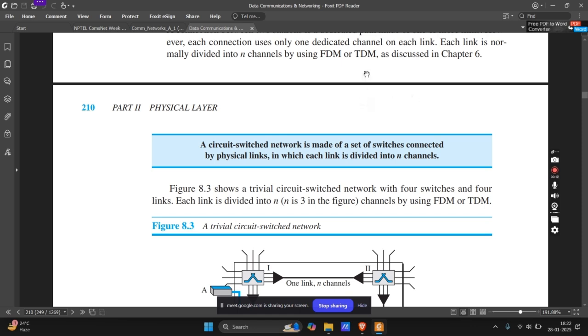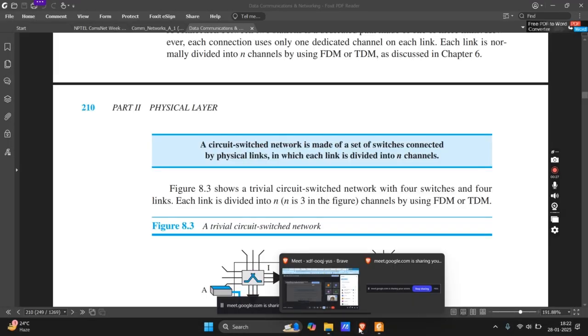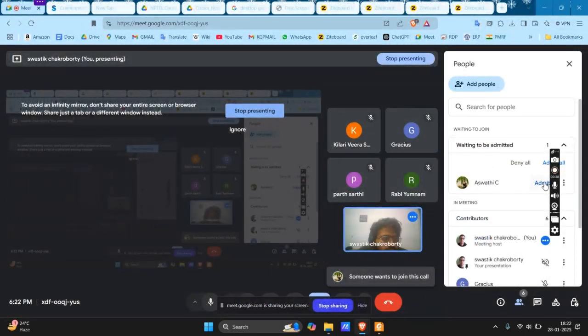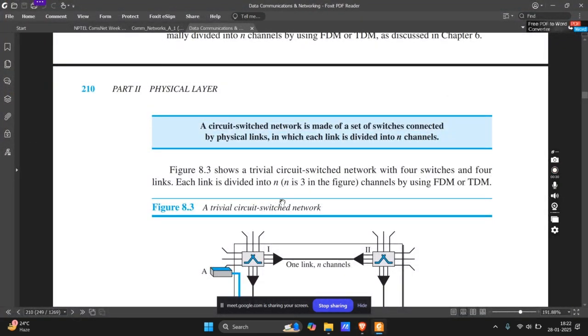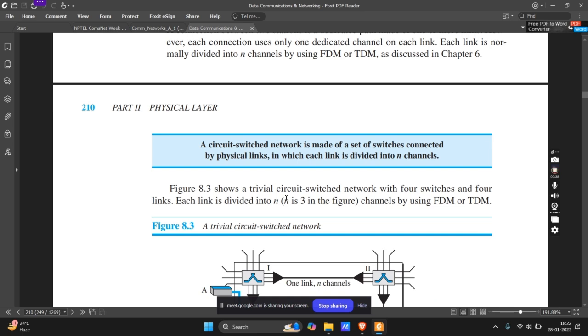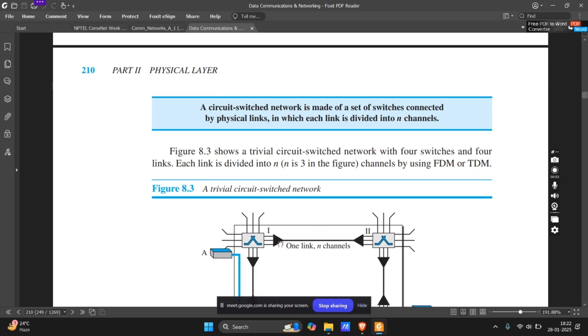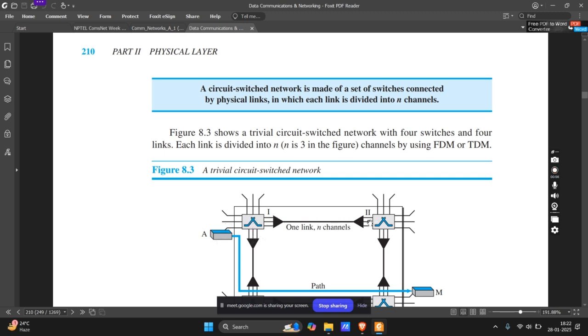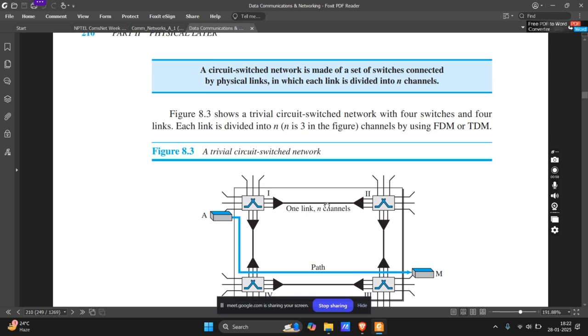Another way is that you have 10 seconds of time. You don't need the entire 10 seconds to send the whole message. What you can do is finish the first message in 2 seconds, send the next message for another 2 seconds, and like that, you divide the time into slots. So between switch 1 and switch 2 there is one link, but there are n channels.